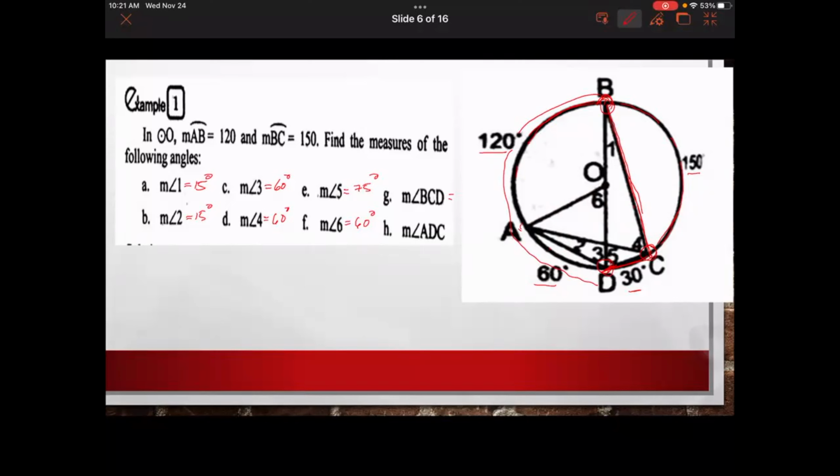So therefore, what will be the measure of BCD? Mendoza. 90 degrees po. Okay, so this is 90 degrees. Because 120 plus 60, this is 180. Half of 180 is 90 degrees. Okay?